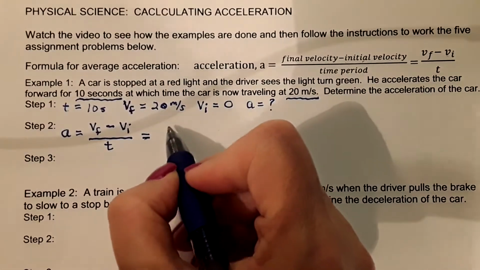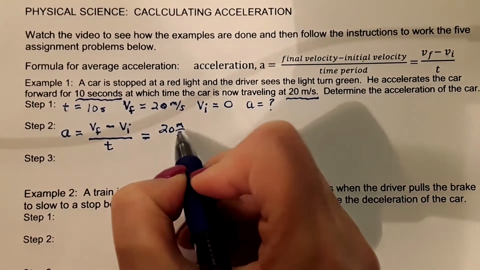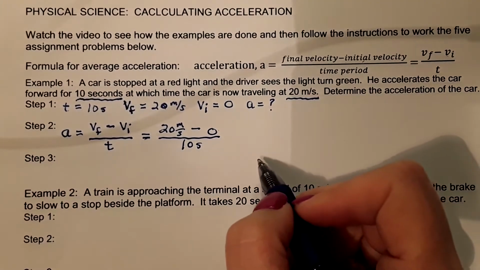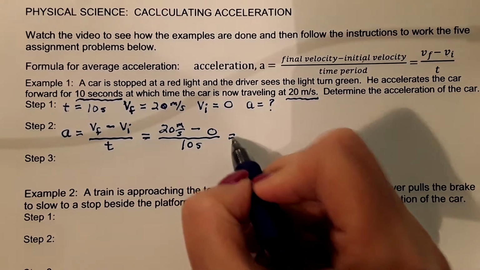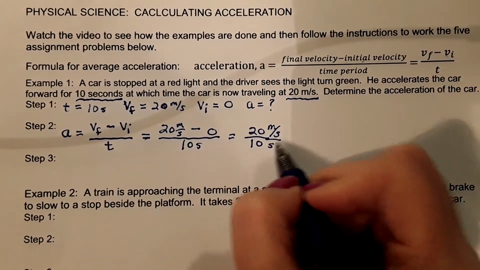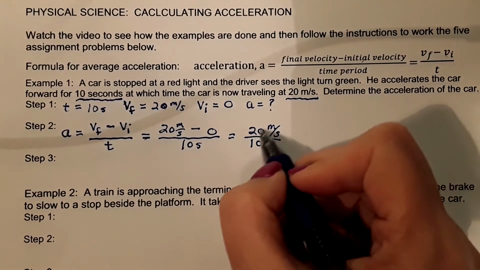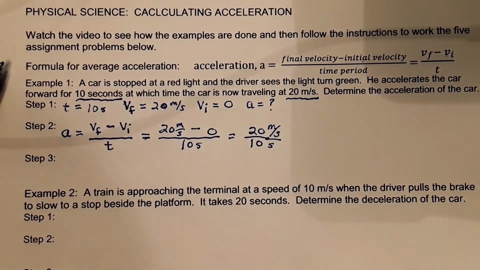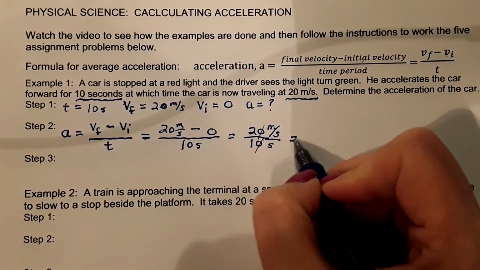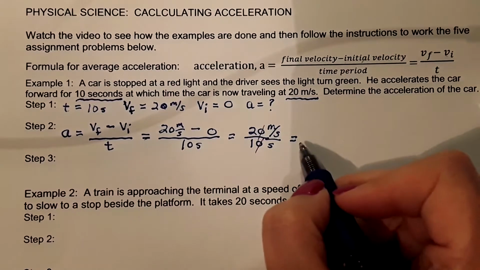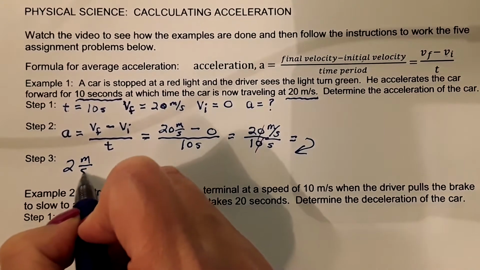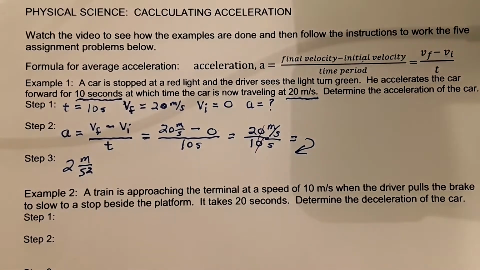Now let's plug in the numbers. VF is 20 meters per second minus 0 over 10 seconds. Okay? Now, 20 minus 0 is just 20, so basically we're getting 20 over 10 meters per second, okay, because time is in seconds. We can basically cancel out the zeros. That leaves 2 divided by 1. Anything divided by 1 is itself. So the answer, and let's put it back down here, the answer is going to be 2 meters per second squared, because that's the units for acceleration.